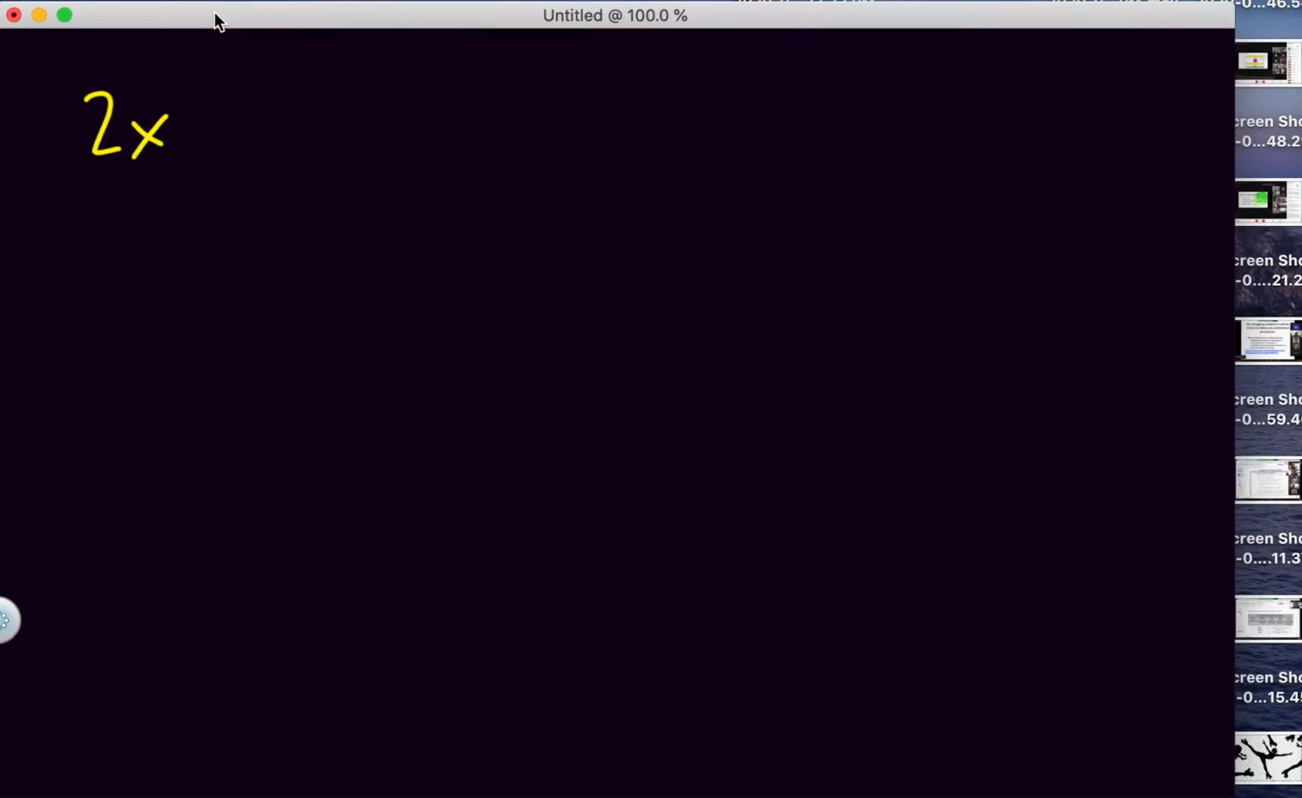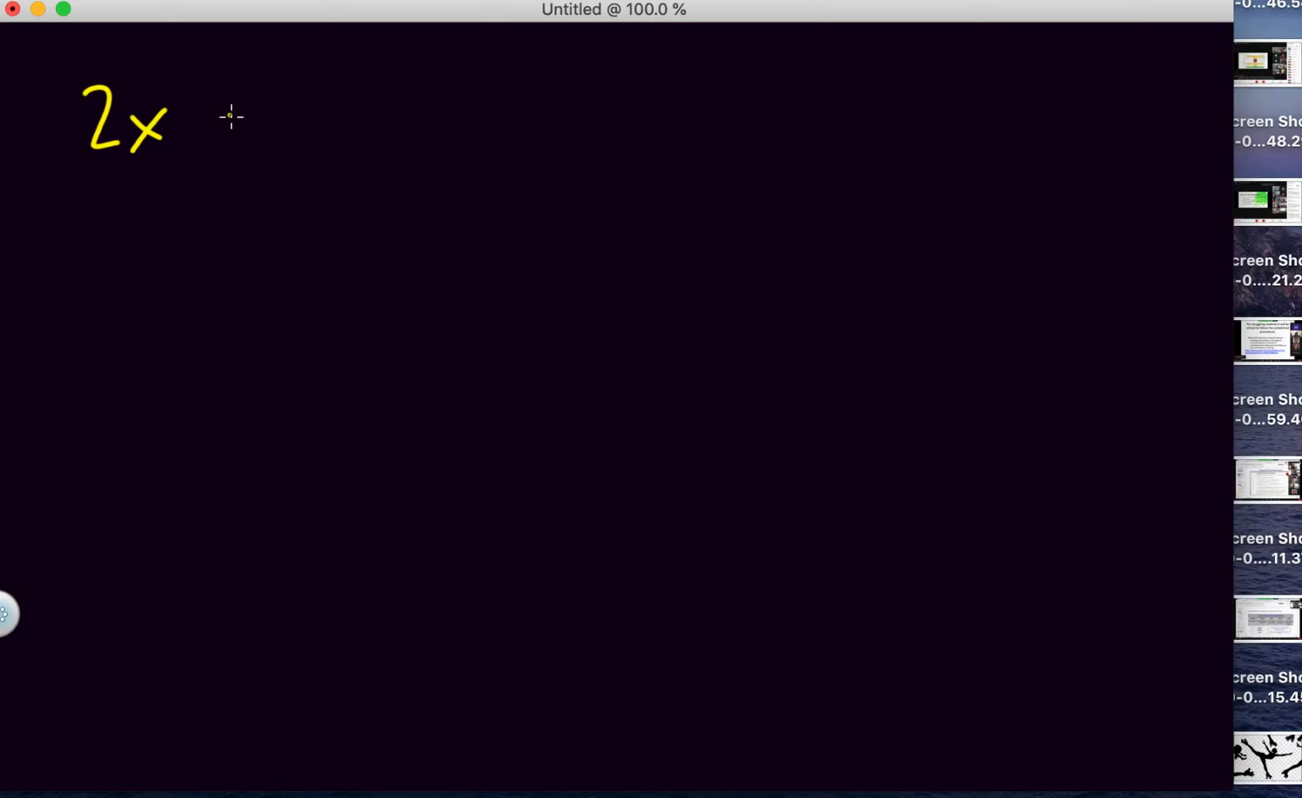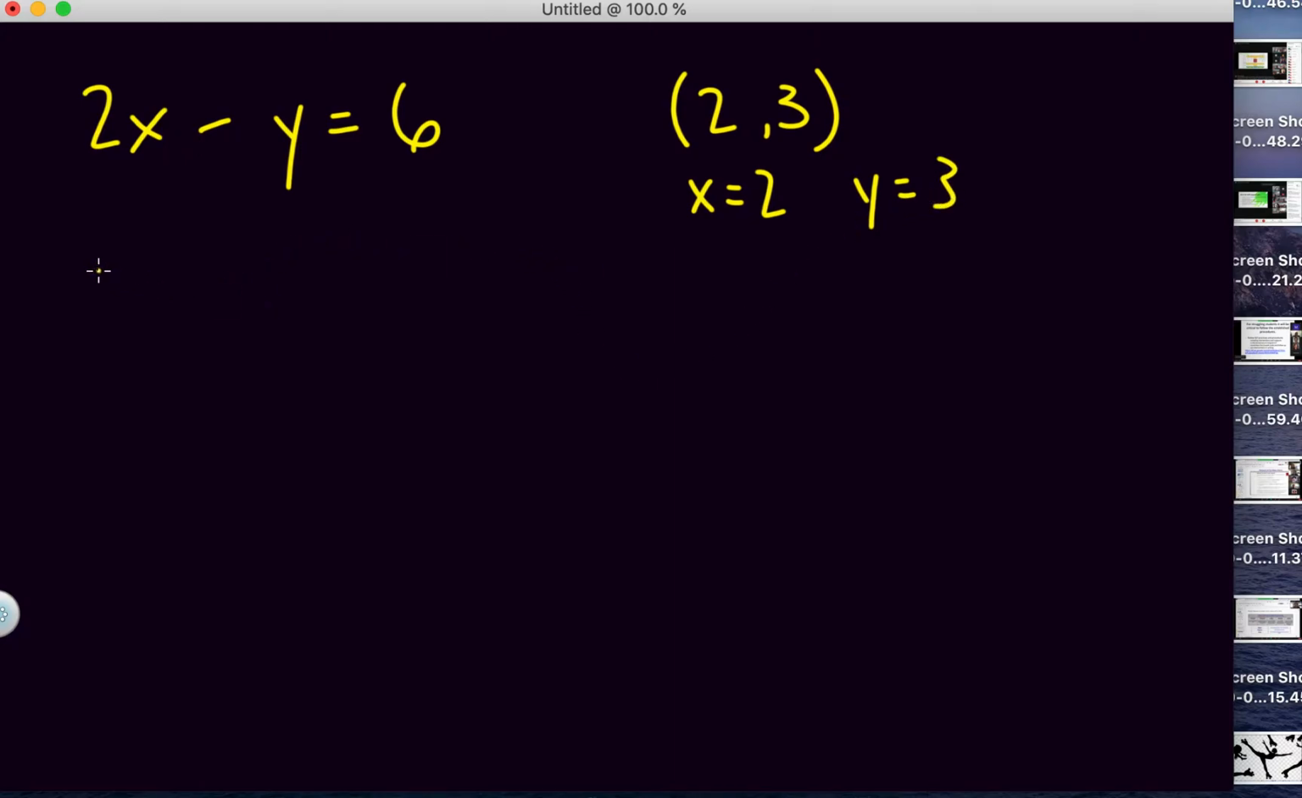So let's say we have an equation 2x minus y is equal to 6. And you're asked to determine whether the point (2, 3) is on the graph of that equation. We know in an ordered pair that this is telling you that x is equal to 2, y is equal to 3, and we're going to plug those values in.